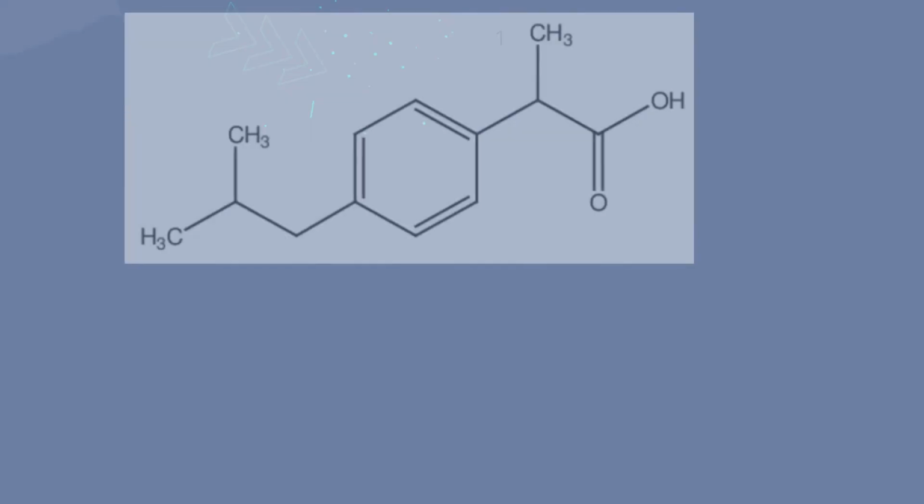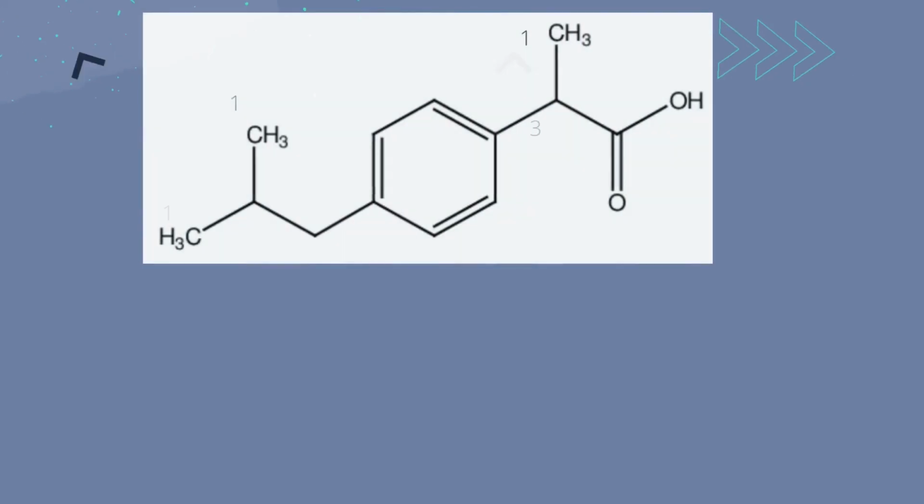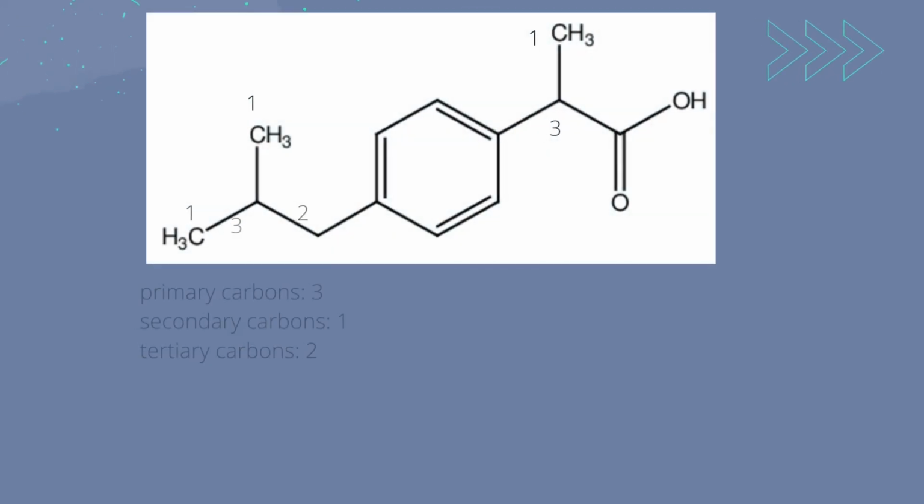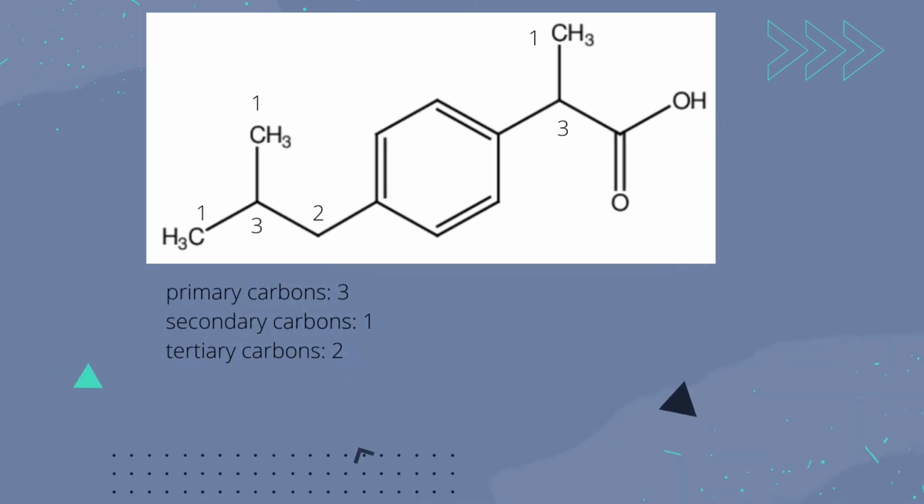Lastly, we will take a look at the classes of carbon atoms in ibuprofen. Carbons are classified as primary, secondary, tertiary, or quaternary, depending on the number of carbon atoms they are bonded to. Based on the diagram shown, the classes of carbon are labeled, and in total, there are 3 primary carbons, 1 secondary carbon, and 2 tertiary carbons.